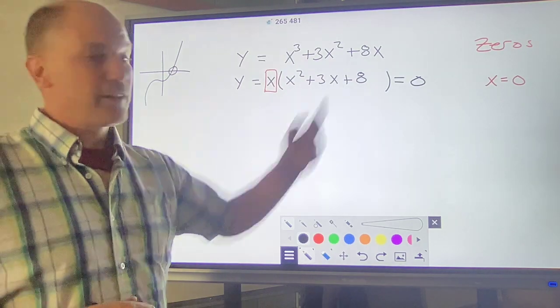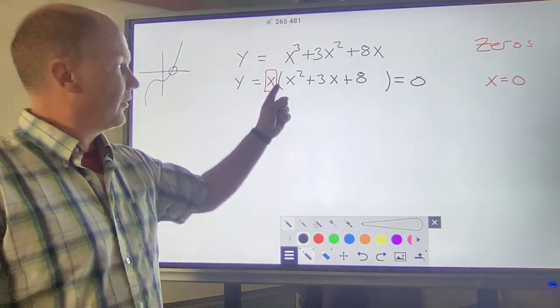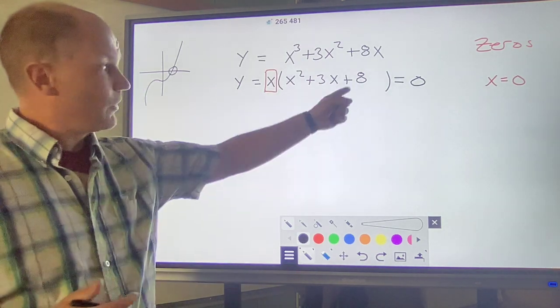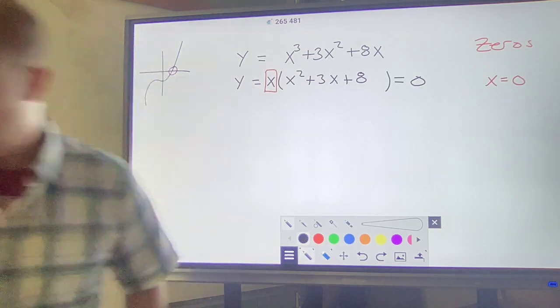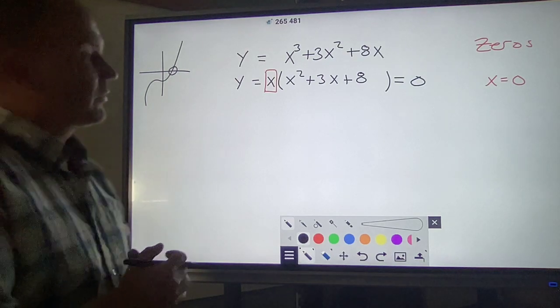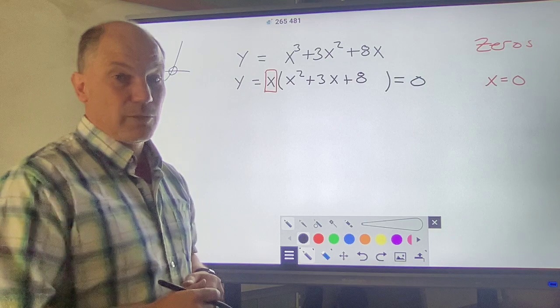So now we've got this quadratic that we need to solve. We try to factor it because my lead coefficient is 1. There's not two numbers that multiply to 8 that add to 3, so I'm going to stop right there, and I'm going to use the quadratic equation.